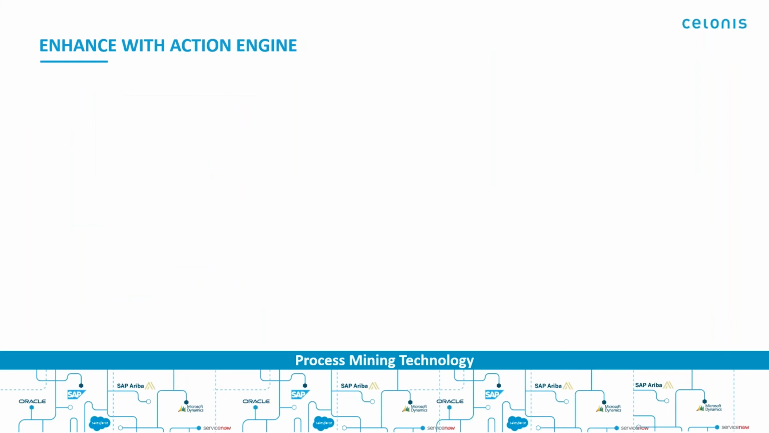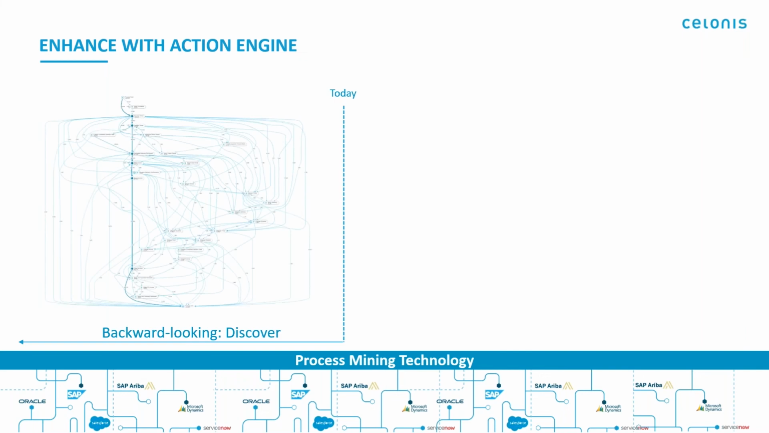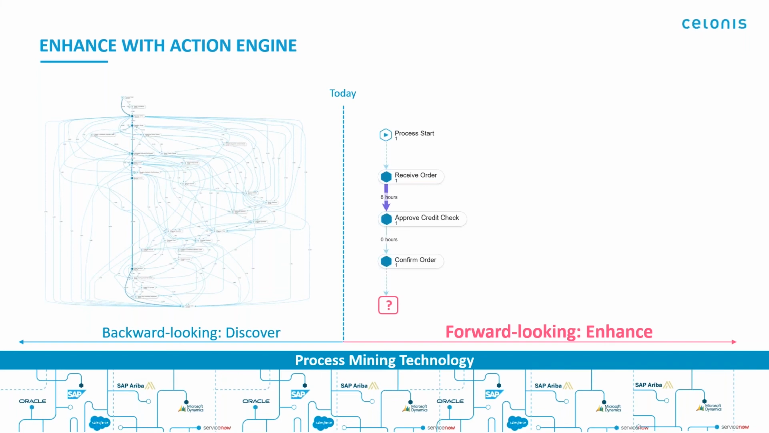Celonis in general, and process mining technology in general, consists of extracting and connecting all the data that you have across the systems and across the different heterogeneous operational systems that are present across your processes. While previously or currently you might be looking back with the discover part to look at your process flow, identify inefficiencies in your as-is process, and also find the root causes there. We want to address the question how to act in a forward-looking way.